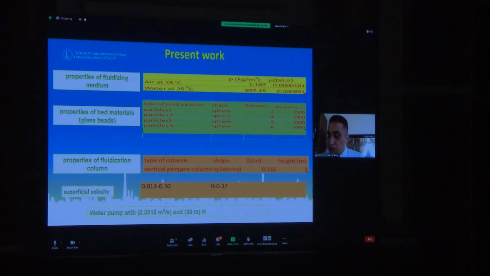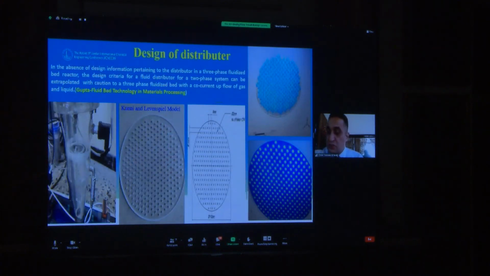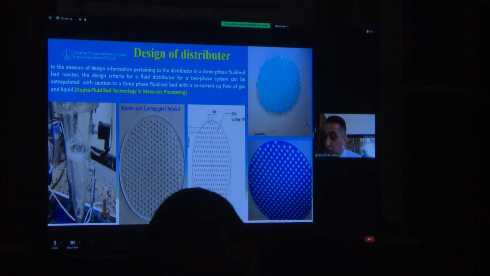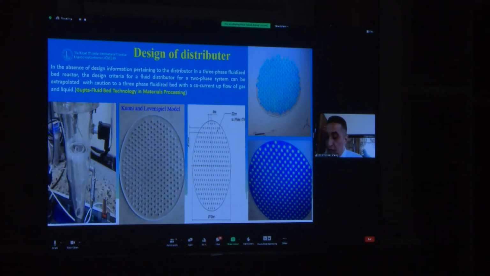In the present work, this set of tables shows some properties of the fluidizing medium, the solid phase, as well as the tower, and also the range used for superficial liquid velocity and superficial gas velocity. Design of distributor: the main goal of the distributor is to ensure uniform fluid distribution throughout the bed and support the bed material. Their design must account for particle attrition, fouling, and internal component corrosion.